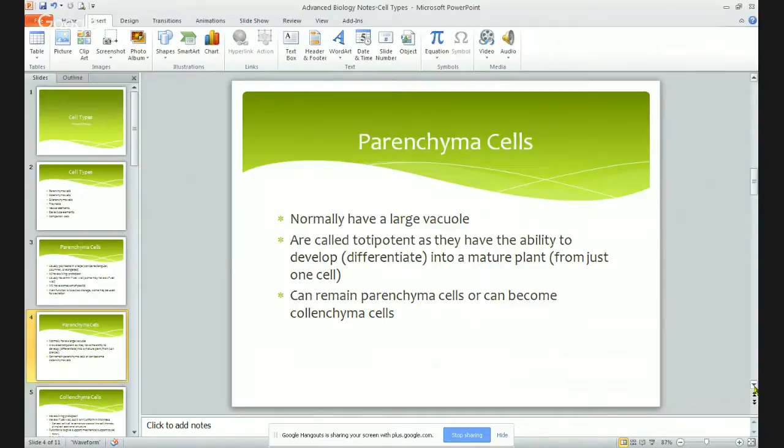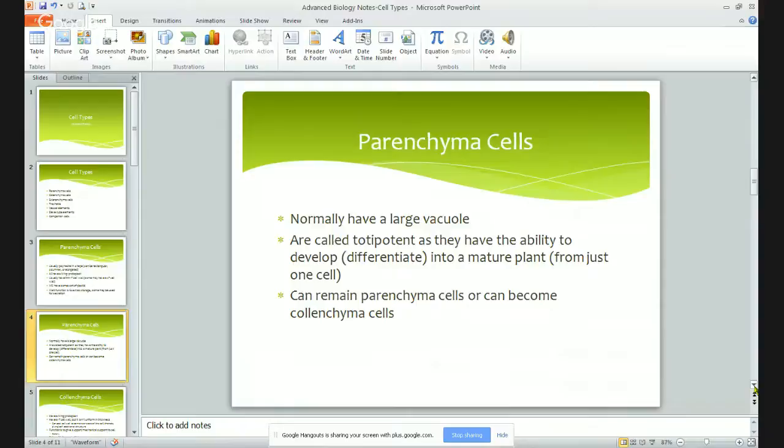Parenchyma cells are normally going to have a larger vacuole for water storage, holding other dissolved nutrients or minerals, sugars, wastes.